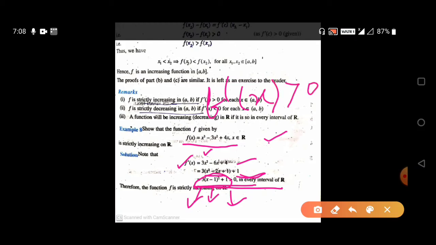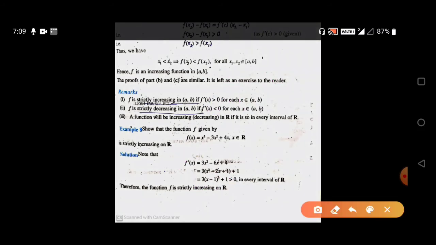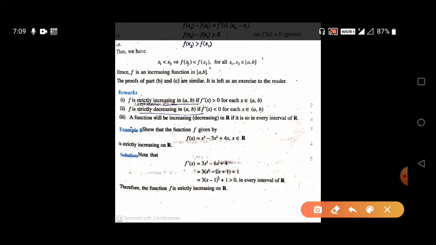Now it can never be equal to 0. Since it is greater than 0, not greater than or equal to 0, because if we put x equal to 1 here, then this part will become 0, but we will be left with this 1. 1 can never be equal to 0, so we get that this part will be greater than 0, not greater than or equal to 0. So since we are getting greater than 0, the function will be strictly increasing on R.